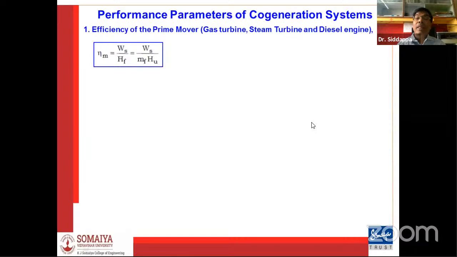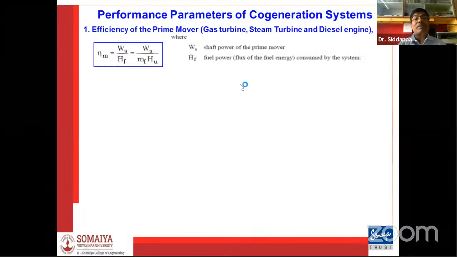These are all called prime mover efficiencies, and they may be the internal efficiency or the overall efficiency. One parameter we define is the prime mover efficiency. We know that it is the work output divided by the total heat energy supplied to the system. Here the work output is the shaft power WS of the prime mover, and the fuel supplied is the mass of the fuel into its calorific value, the fuel power, which is the calorific value consumed by the system.